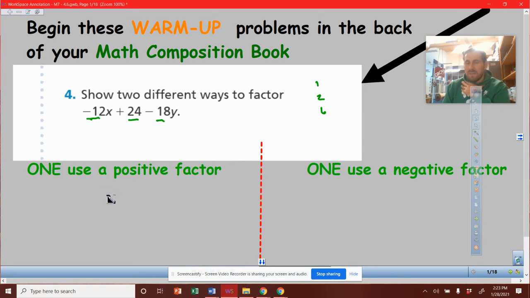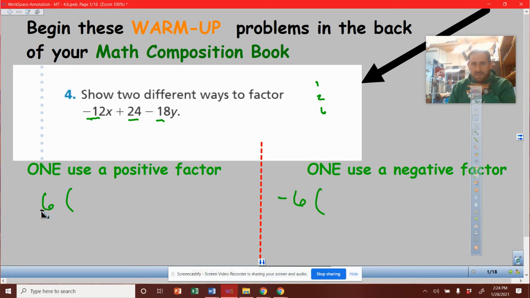So for each of these, there really are three different things you could have done. But what we've been practicing is trying to get the greatest common factor to completely simplify this expression. So in this case, we would be using 6. And in this one, we would be using negative 6.